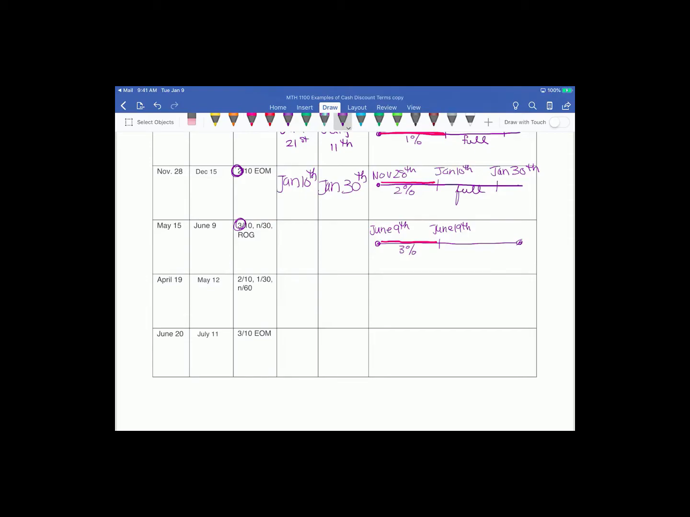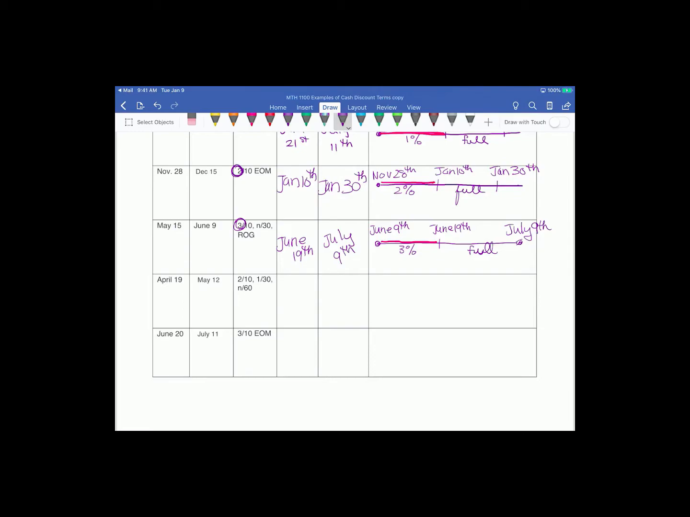Now, if I pay within 30 days of June 9th, then I have to pay in full if I miss that June 19th cutoff date. So 30 days from June 9th would be July 9th. So I would have to pay in full by July 9th if I miss my discount period. So the end of my discount period, the last day I can get a discount, would be June 19th. And if I miss that discount period, I would have to pay in full by July 9th.